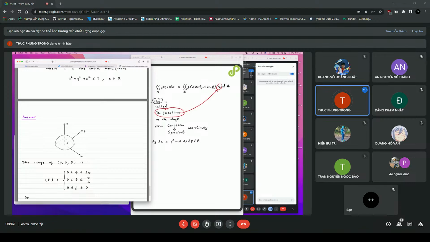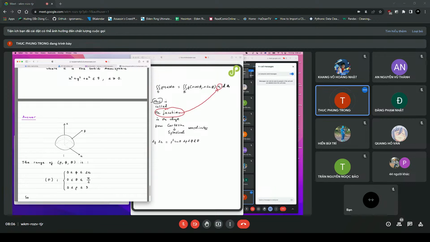Last time we already did some questions like this, right? So determine the range we have for these three: rho, phi, theta. All right, so for F, in spherical coordinates, let's see what we have. Phi is between 0 and 2 pi. Why do we have this?